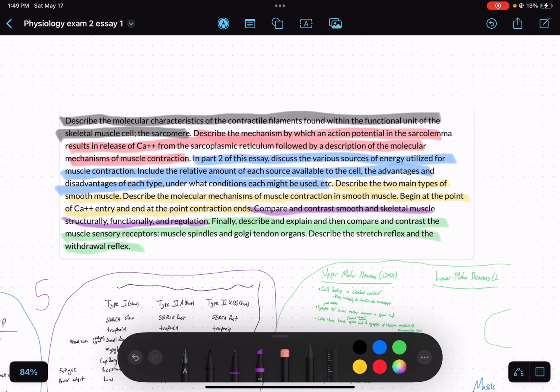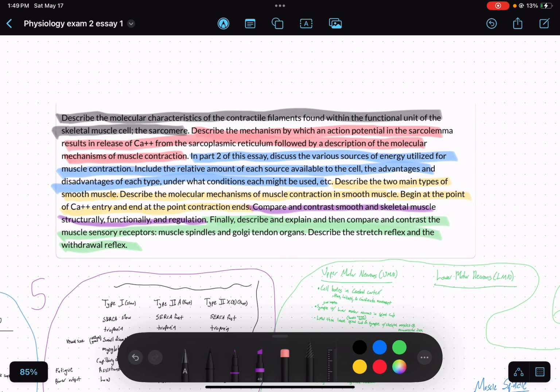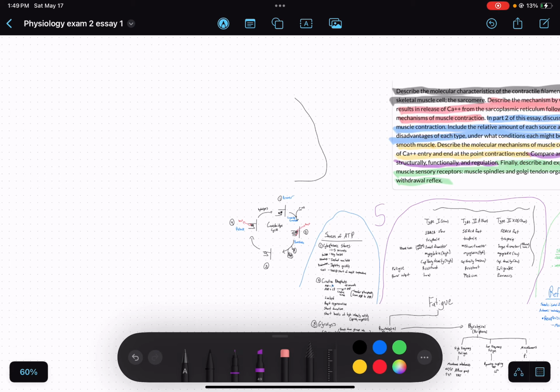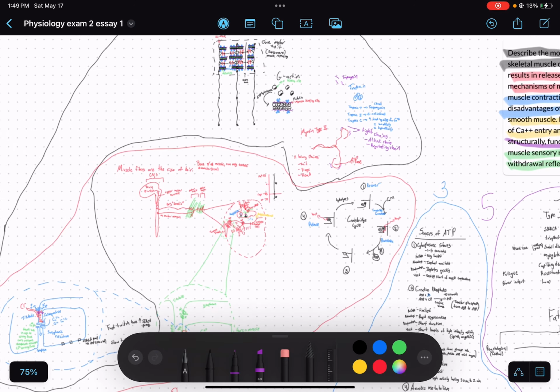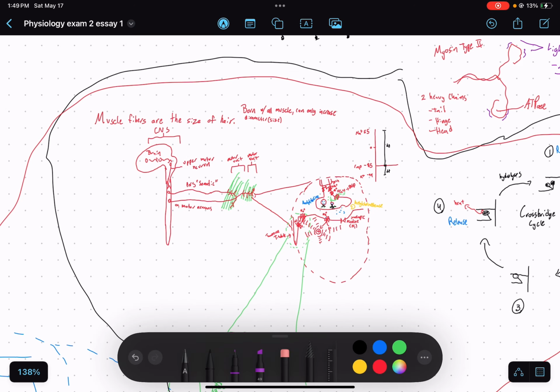As you can see, we're going to describe the mechanism by which an action potential in the sarcolemma results in the release of calcium from the sarcoplasmic reticulum, followed by a description of the molecular mechanisms of muscle contraction. So we're going to slide on over here and go a little bit more in detail about this, and I'm going to start from the beginning.